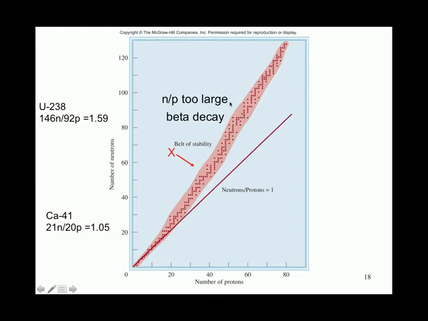So what happens if you have an element up here someplace off the band? Well, in order to get closer to the band of stability, it would have to change its neutron to proton ratio.